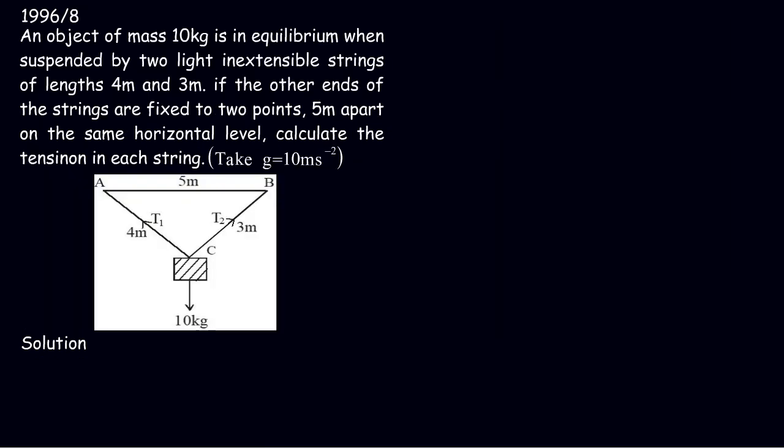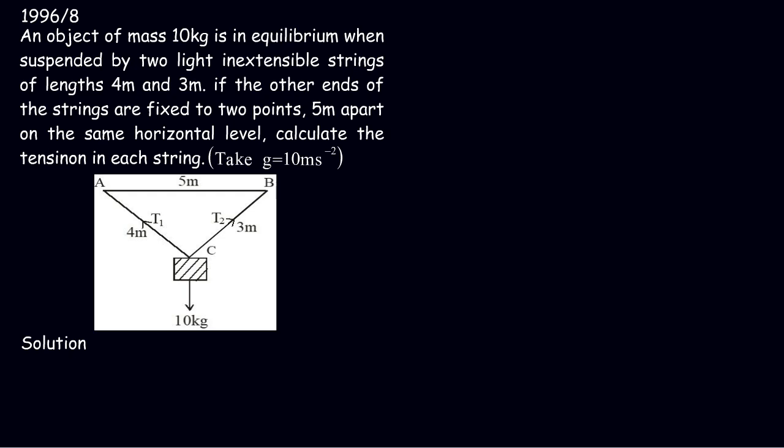It states that an object of mass 10 kg is in equilibrium when suspended by two light inextensible strings of length 4 meter and 3 meter. If the other ends of the strings are fixed 2.5 meter apart on the same horizontal level, calculate the tension in each string. And we are given a diagrammatic representation of the question.